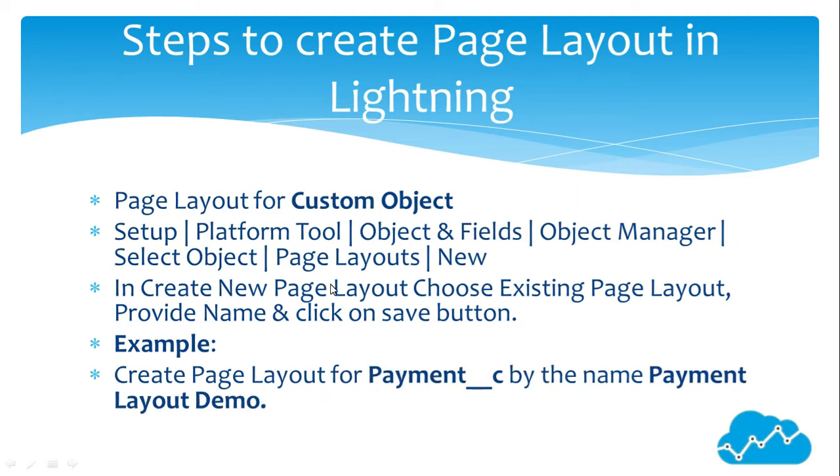Steps to create page layout in Lightning, for a custom object. Setup, Platform Tools, Objects and Fields, Object Manager, select the object, Page Layouts, New. In create new page layout, choose an existing page layout, provide a name, and click on the Save button. For example, create a page layout for Payment__c by the name Payment Layout Demo.